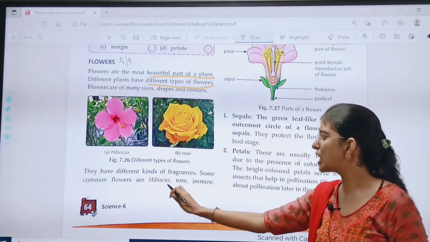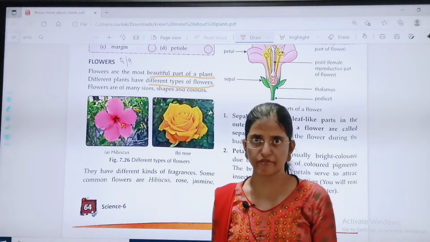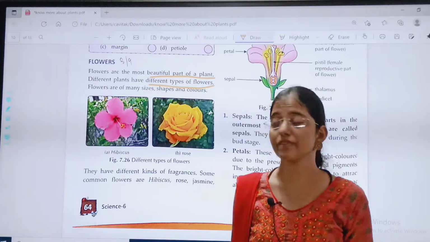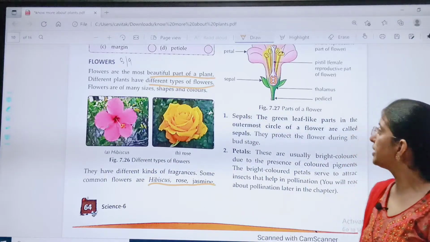Some common flowers are, common flower means which you see in your daily life, which can be found easily. They are hibiscus, rose, jasmine.